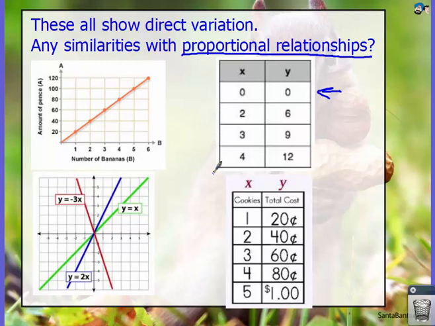This one doesn't show the origin, but could we have the origin? Well, let's see if we can find it. If we look at this pattern right here, we're adding 20 cents. Over here, we're adding 1. So if I go back to the previous value, which would be 0, and I subtract 20 cents, I find that I have the origin. So all proportional relationships are going to be direct variation in nature, and we will be able to find a constant of proportionality or a constant of variation.